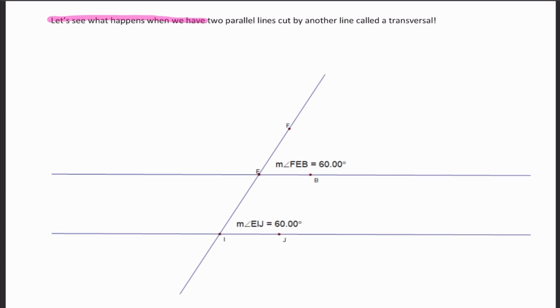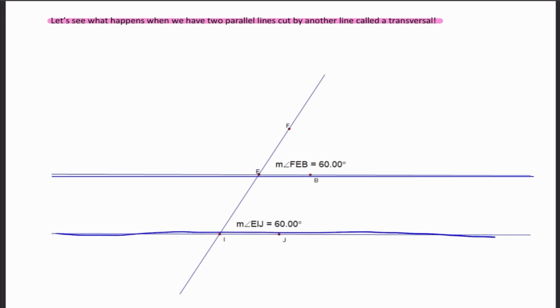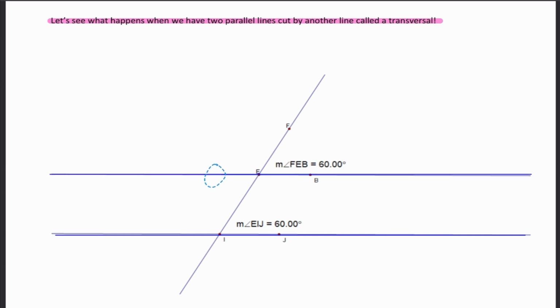Now let's see what happens when we have two parallel lines cut by another line called a transversal. I know that we have a picture already drawn out for us, but I want you to trace over these lines. I want you to build muscle memory. So I'm going to draw two lines that are parallel to each other. And remember, to show that these two lines are parallel, we need to draw those arrows. So one arrow here and one arrow there.